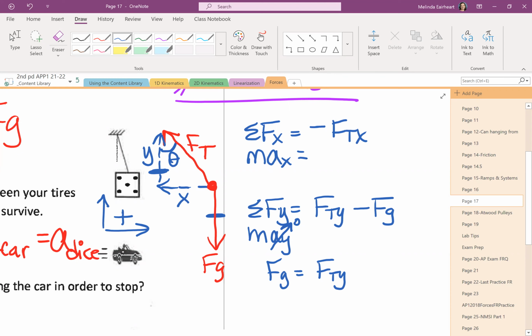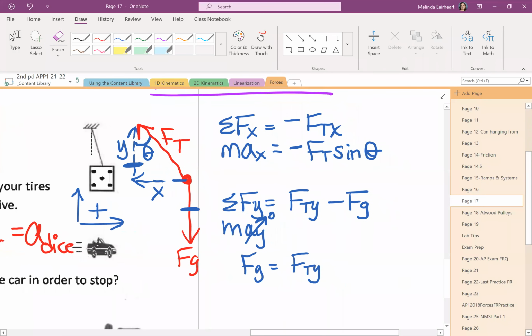FTX. Actually, we can plug in functions for FTX and FTY. Notice your X component is opposite theta, because they said theta is with your vertical. So what could we plug in for FTX? I could use the sine function. So it's FT times sine theta. Oh, wait a second. They didn't give me the mass of the dice. They didn't give me the mass of anything. Mass should cancel. But the way I have the X statement, it doesn't cancel, right? Keep watching. This is so fun, isn't it?